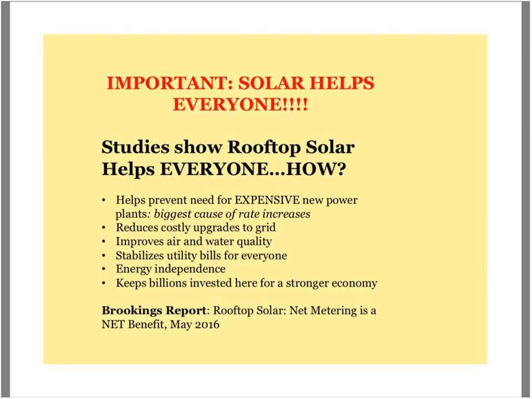So one of the most important points, and this is why we put this slide right up at the front, solar doesn't just help the person who puts it on their roof. Solar helps everyone. And it's really important to emphasize this point because the utilities spent a lot of money trying to pull the wool over people's eyes with the Amendment 1 campaign, trying to frighten people into saying that solar on some people's roofs hurts others. That isn't true, and there have been many studies to show the positive effect for everyone, but we've highlighted the Brookings report, which did a study in 2016 and showed that when some people get solar, it helps prevent the need for expensive new power plants, which are the biggest single reason for rate increases.